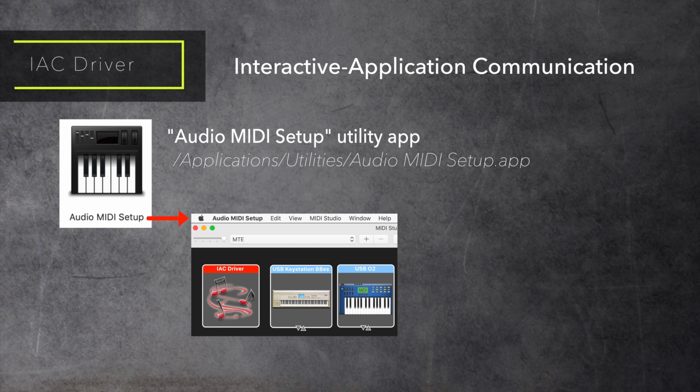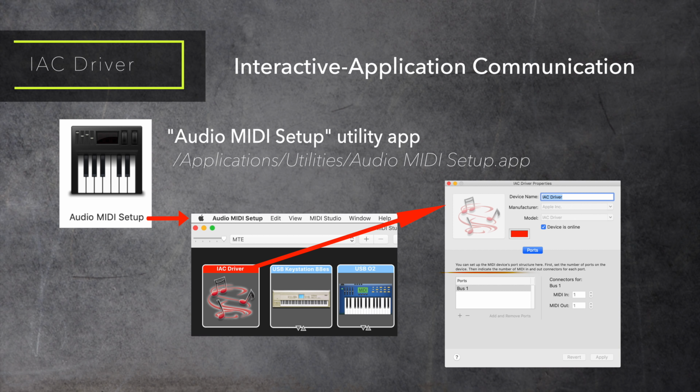By default, the IAC driver provides a single virtual MIDI bus, but you can add additional buses to the driver to create multiple pipelines to transfer MIDI data between applications. Once configured, you choose one of the buses of the IAC device on the application that is sending the MIDI data, and you select the same IAC bus on the application that is receiving the MIDI data. This establishes the virtual MIDI bus between those applications, as we will see in a moment.